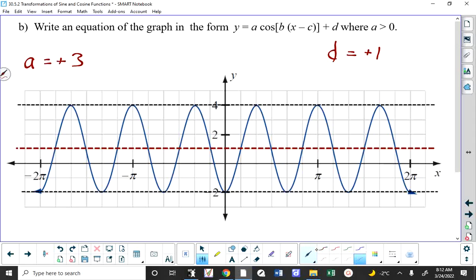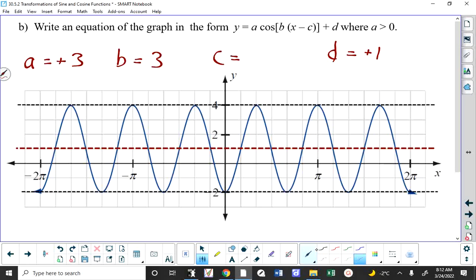Similarly, we don't have to go through the process of calculating the value of b again, because it's the same graph. So whether it's a sine function or a cosine function, the fact of the matter is the period is the same. The period of this graph we decided was 2 pi over 3, and we used that 2 pi over 3 to determine that b was 3. The only problem now is, what is c?